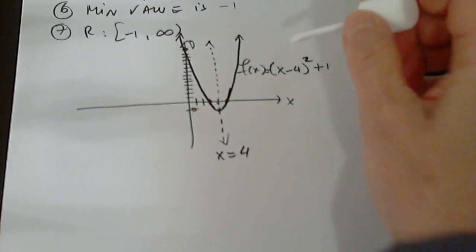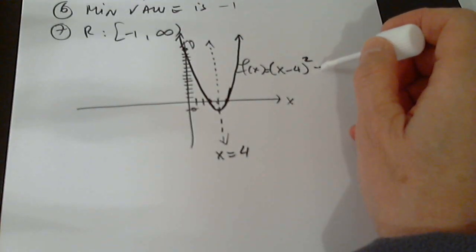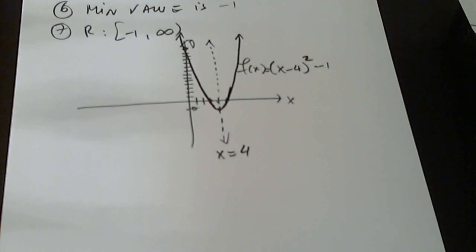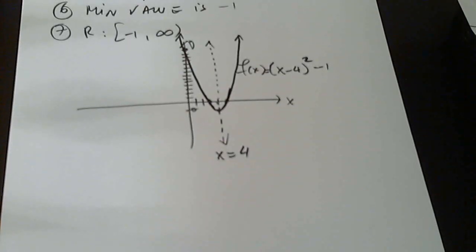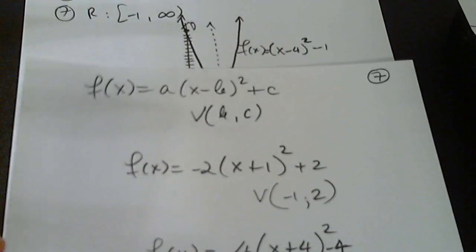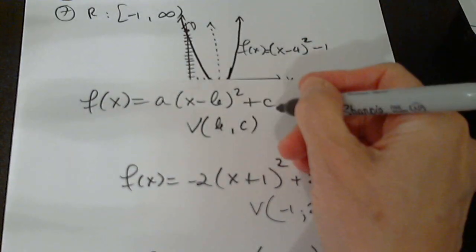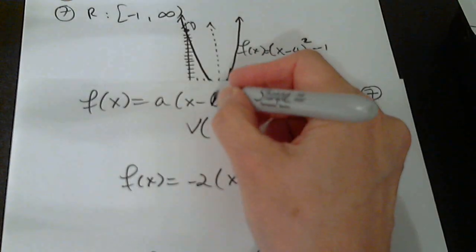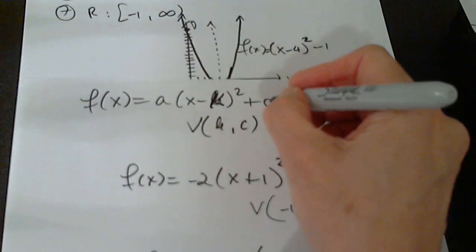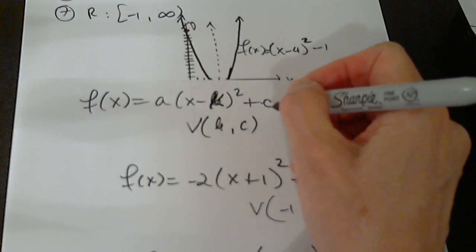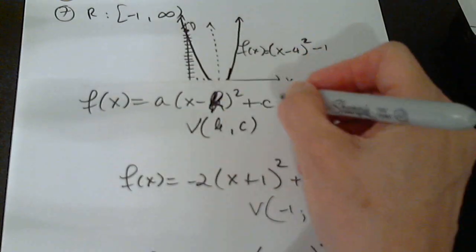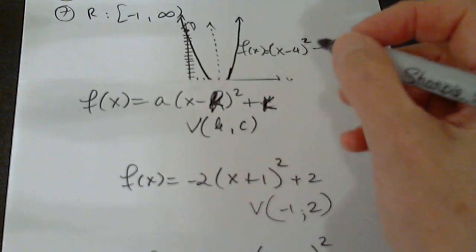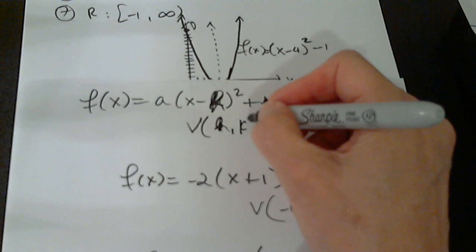Any questions on graphing parabolas? Now, I want to make a correction because we're not using B and C for this. We're using K and H. H and K, same thing.